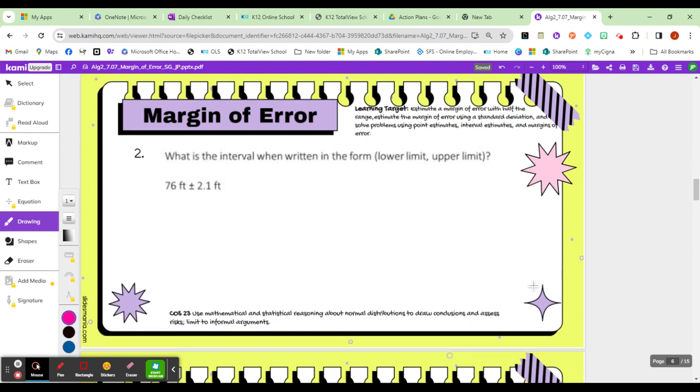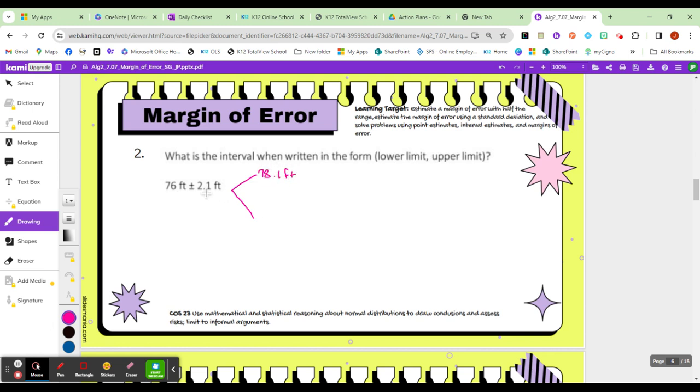All right, number 2 says, what is the interval when written in the form of lower limit to upper limit? So I like to draw a little branch out here. I go up to the upper limit with the top branch, down to the lower limit, and this says 76 feet plus or minus 2.1 feet. So the 2.1 feet is what we call our margin of error. If we don't get to select or survey everyone in the population, then we have that margin of error. So to get the upper limit, we do 76 plus 2.1. That gives us 78.1 feet.